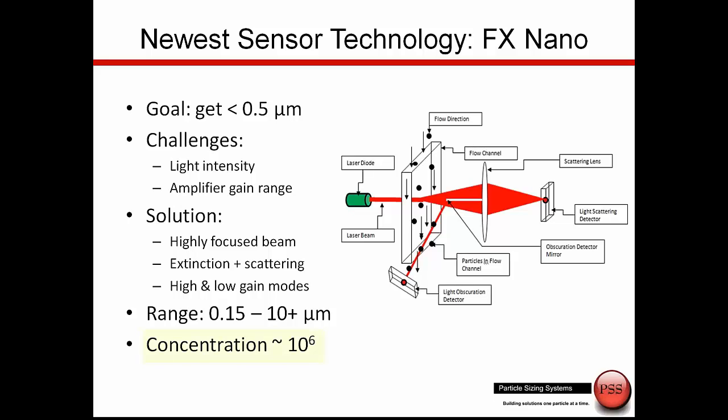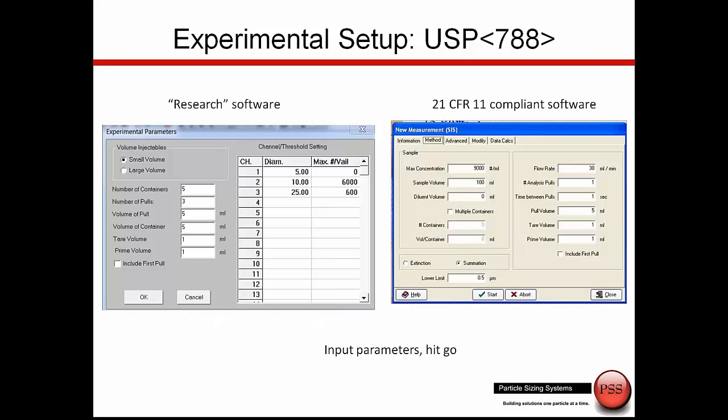Since we have a focused beam and a smaller inspection zone, we can now measure at higher concentrations without being concerned with coincidence error. We can measure up over 1 million particles per ml. A typical application for the SIS system is USP 788 testing of parenterals.